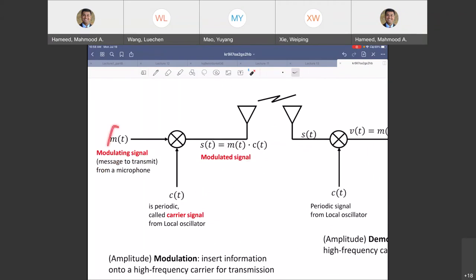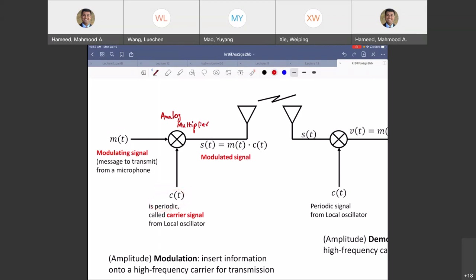Next, how are you doing the modulation? m(t) is your modulating signal, which we are calling the message that we'd like to transmit. Maybe you captured that from a microphone. So you used a microphone to capture this continuous signal. We have not digitized it. It's still a continuous signal. And then you are using a product multiplier, or analog multiplier, to multiply the modulating signal with a carrier signal, c(t).